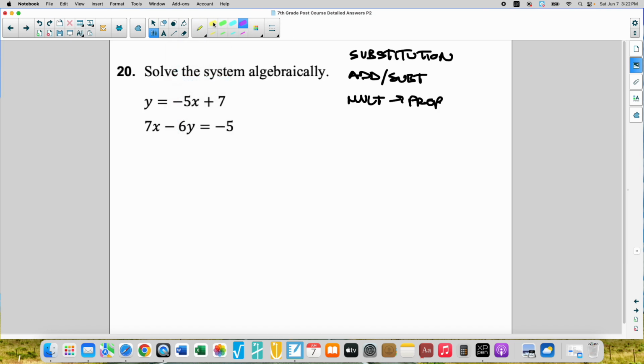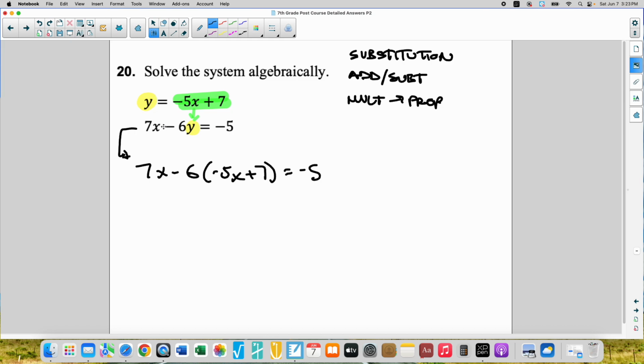The reason we do substitution is we have y isolated in terms of x's. So where we see the y in the other equation, we're going to substitute that value in for y. We can't solve either of these because we have two variables. Whenever you have two variables, you can't cancel them. So we're going to take this equation 7x minus 6. Instead of writing y, we're going to put what y is equal to, negative 5x plus 7. And then we're going to continue with this equation. So we're just rewriting it.